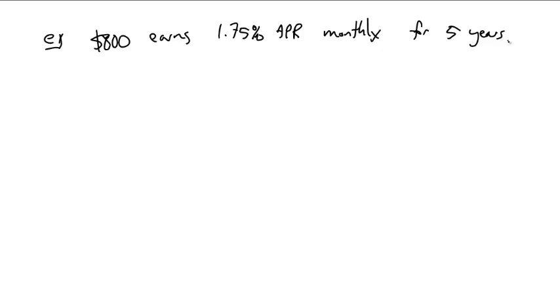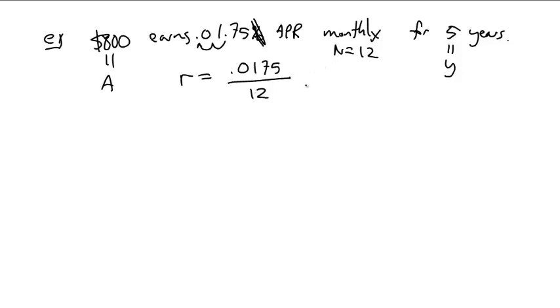Someone's like, ooh, I'm offering you daily interest. It really makes almost no difference between monthly and daily. It's pennies on the year. Anyway, this 800 is our A. The monthly means N is 12. The Y is the 5. The R is not 0.0175, moving the decimal place 2 places to get rid of the percent, but it's that divided by 12.